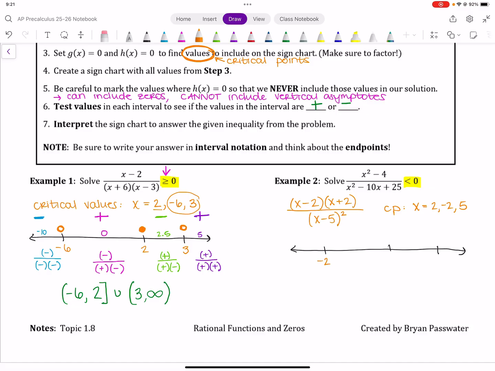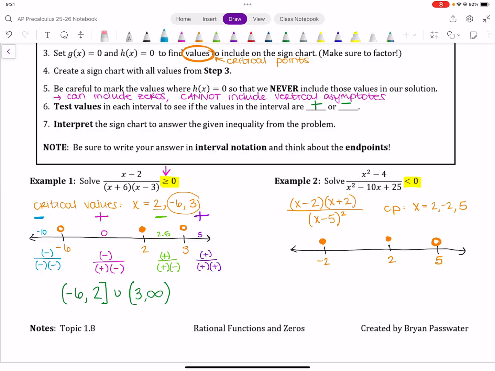So we have -2, 2, and 5. We cannot be equal to 5 because that one is from our denominator, but -2 and 2 are our zeros, so we can be equal to those. However, because our original inequality does not have equal to, we actually still want to use parentheses in our final answer. So now that we have set up our number line, we're going to test values within each interval.